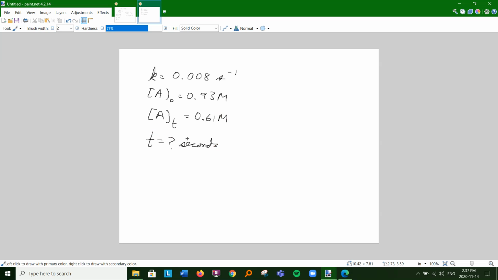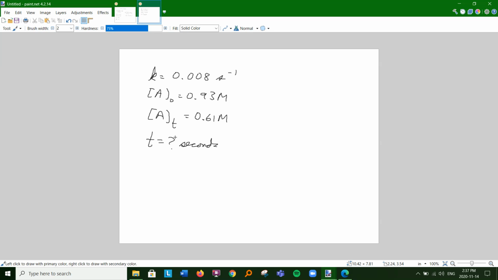How many seconds does it take till the reactant goes to some lower level? Because maybe the reactant's really poisonous. You don't want it to hang around in your system for a long time. So you want to know how quickly it gets converted into product, or in biochemistry, I guess, if you're putting in some radioactive tracer, you want to know how long that tracer molecule stays in the system.